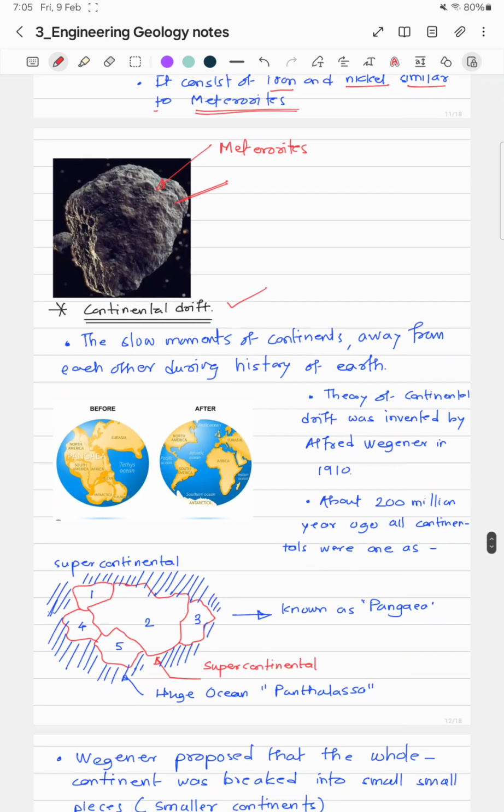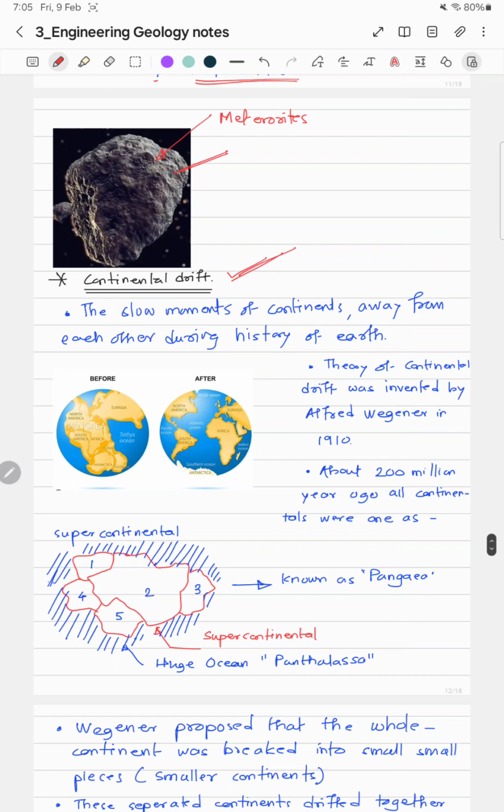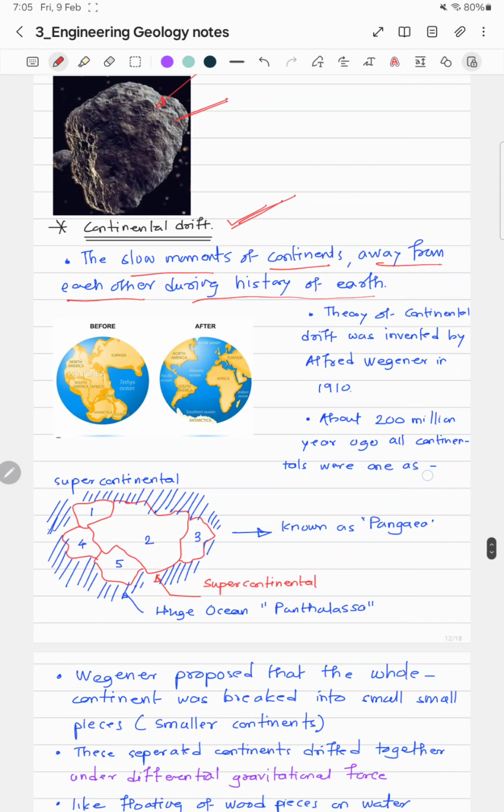Okay, first of all we see the continental drift. What is meant by continental drift? Okay, so the continental drift is the slow movement of continents away from each other during the history of earth. It is the slow movement of the continents. Okay, so this theory of continental drift was invented by Alfred Wegener. Alfred Wegener invented the theory of continental drift in 1910.